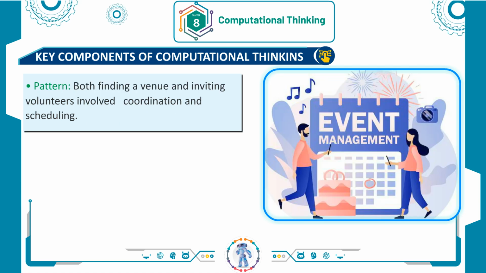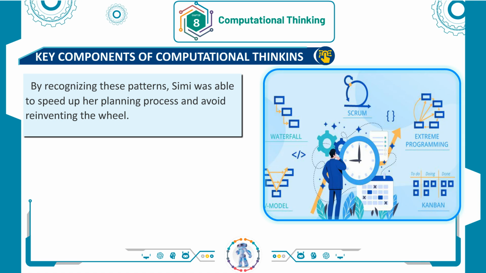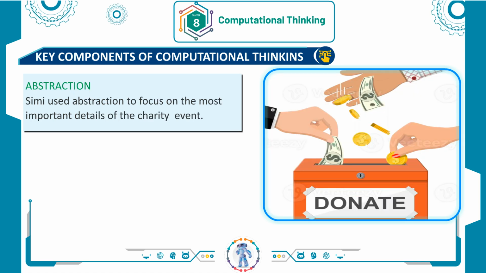Pattern: both finding a venue and inviting volunteers involved coordination and scheduling. Prediction: if she could manage the venue and volunteers with clear communication and time management, the rest of the tasks, like publicity, would follow more smoothly. By recognizing these patterns, Simi was able to speed up her planning process and avoid reinventing the wheel.